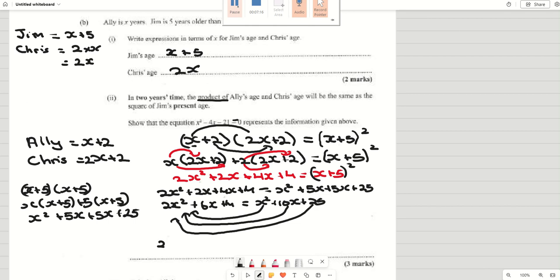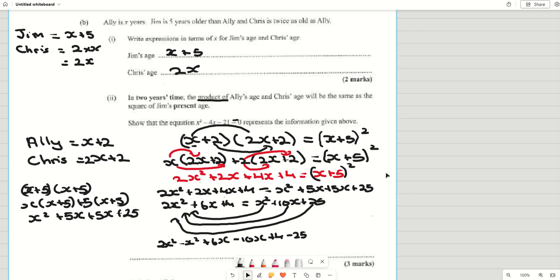So it's going to be 2x squared minus x squared, that's what we carried across, plus 6x, now we're carrying across plus 10x to turn to minus 10x, plus 4 minus 25. And all of this would be equal to 0.